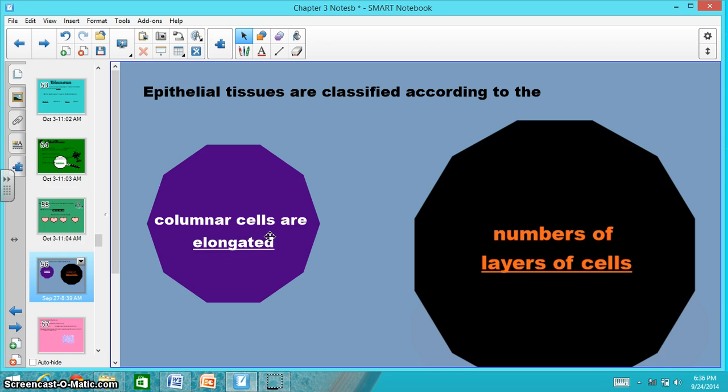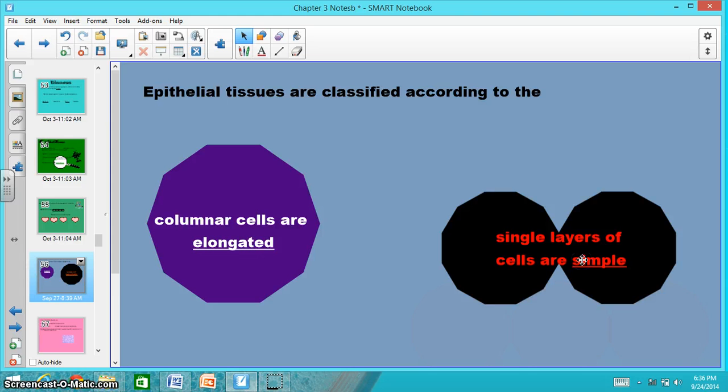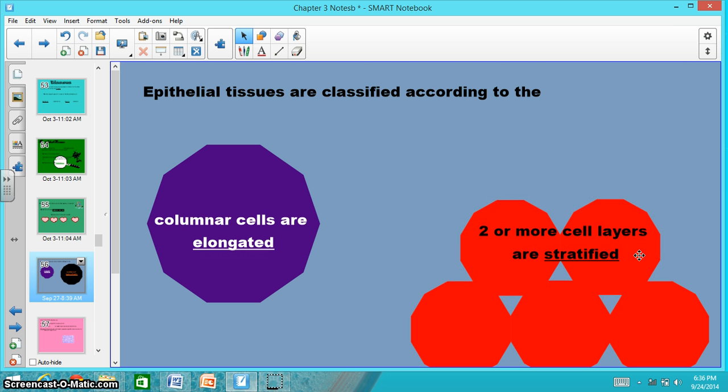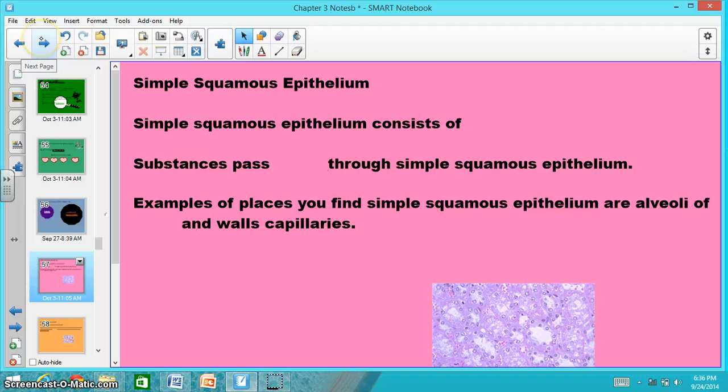Now, as far as the number of layers of cells go, if it's just one layer of cells, it's referred to as being simple. If it's multiple layers, then it's called stratified. So you can have stratified squamous, you can have simple squamous. You can have stratified columnar, you can have simple columnar. You just combine those two words together, and that's how you get the different names of epithelial tissue. So simple squamous epithelium, if you look at the name, is made up of one layer of thin, flat cells.